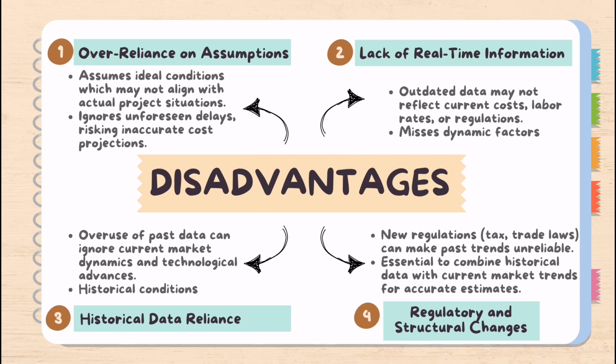And then, technical data in construction cost estimation has several disadvantages. Over-reliance on assumptions, such as standard prices and ideal conditions, may lead to inaccurate projections due to unforeseen delays like weather or equipment issues. Outdated data may fail to reflect current costs, labor rates, or regulations, causing unrealistic project schedules.